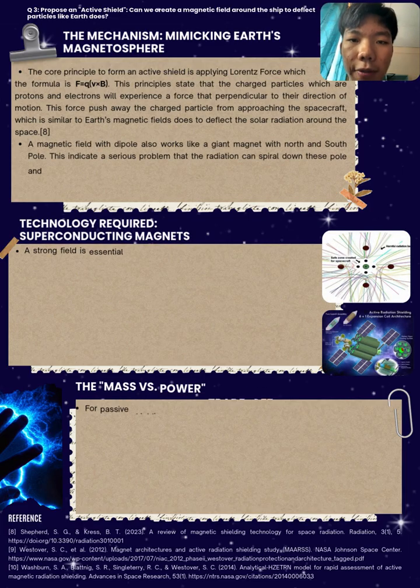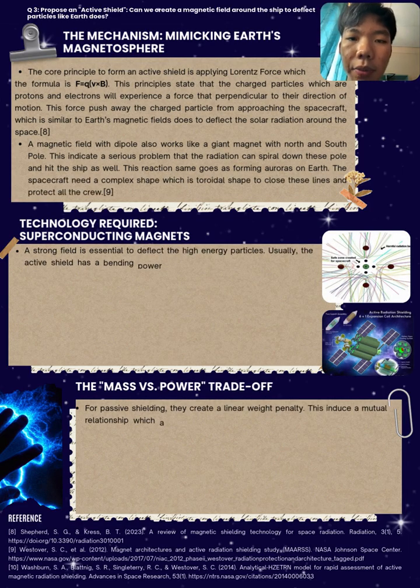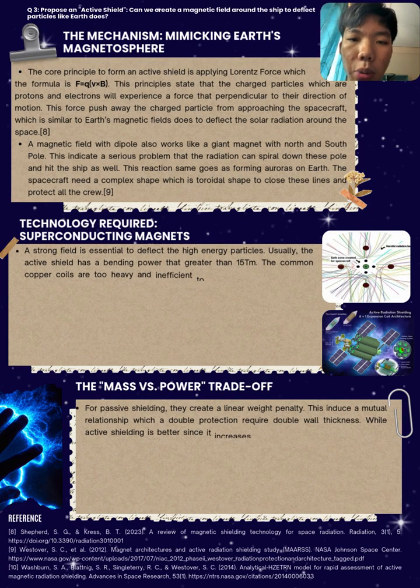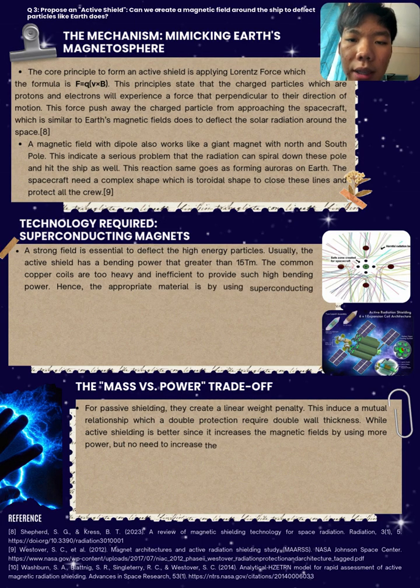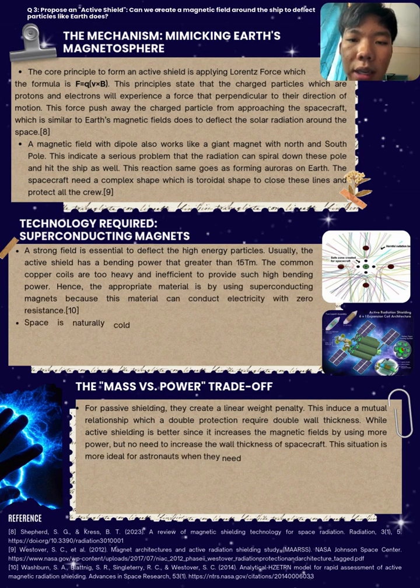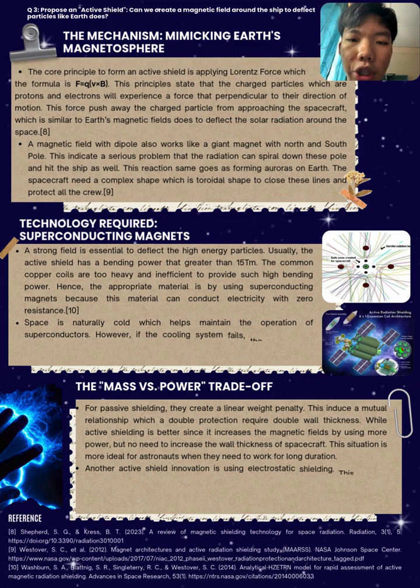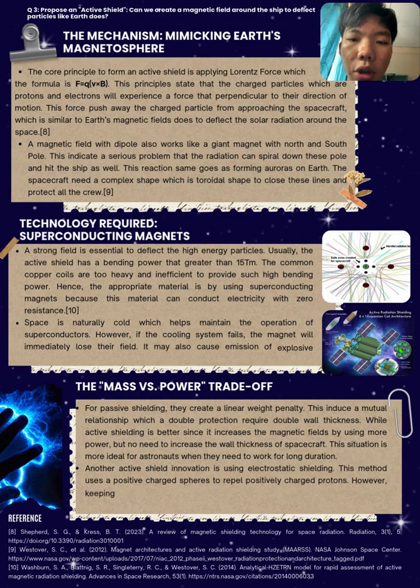To keep the astronauts safe, we are looking at how Earth protects itself. The core principle here is the Lorentz force, expressed by the formula F equals Q times the cross product of V and B. Essentially, when charged particles from solar radiation hit a magnetic field, they experience a force that pushes them away from the spacecraft. However, a simple bar magnet won't work because radiation can spiral down the north and south poles, creating an aurora effect right on the ship. To prevent this, we use a toroid to keep those magnetic lines closed and the crew protected.